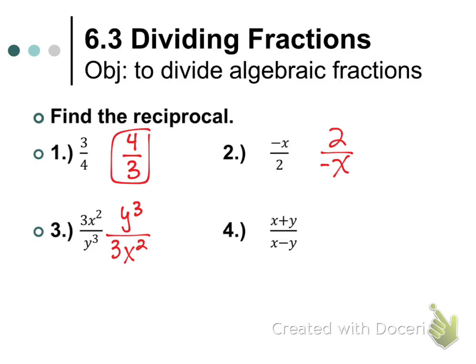And finally, we've got x plus y over x minus y. Ryan? X minus y over x plus y. Good. They stayed exactly the same. We just flipped them. What was in the bottom goes to the top. What was in the top goes to the bottom.